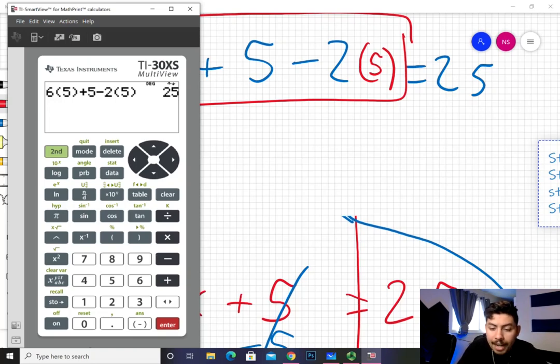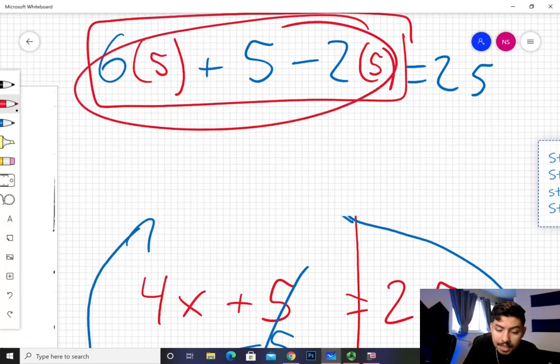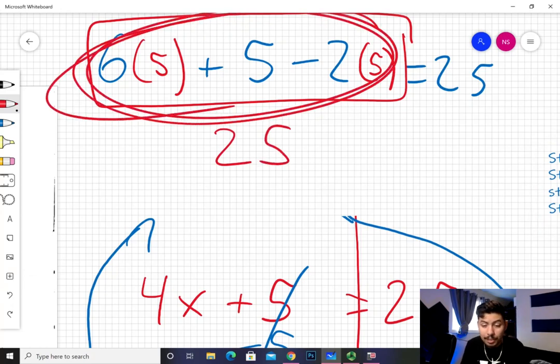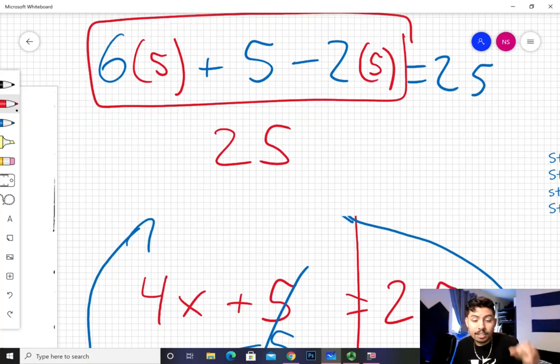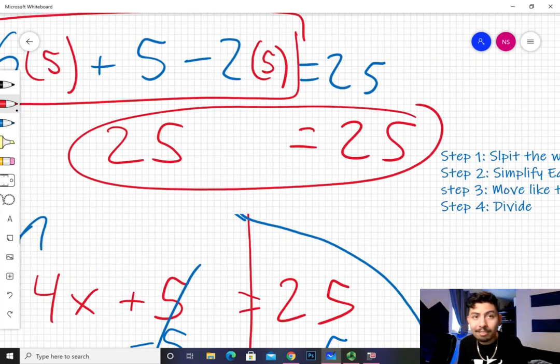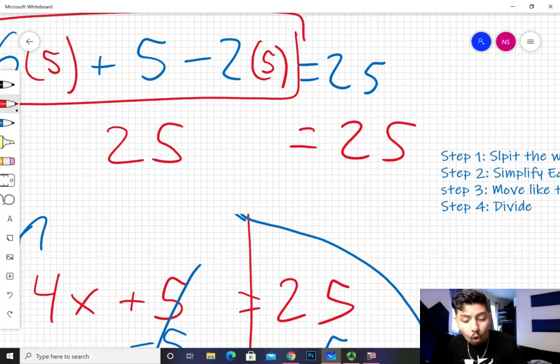So we get 25. All of this became 25, and you know it came out to 100% 25 because you copied it exactly the way it is onto the calculator, and you let the calculator do the hard work for you. So 25 equals 25. That's when you know you found the correct value for X, because both sides are equal to each other. Always check your answer at the end. Whatever answer you get for X, plug it into the original equation problem.